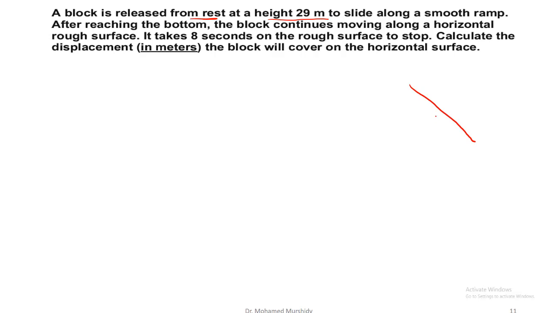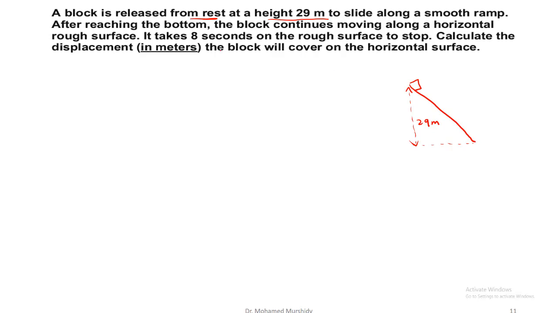Guys, sketching the problem will help us. This is the inclined plane. This block will be released from here on this smooth ramp. Smooth means there are no friction forces. How much is the height? That should be the height in this case. The height would be 29 meters. It will release and it will be moving down.